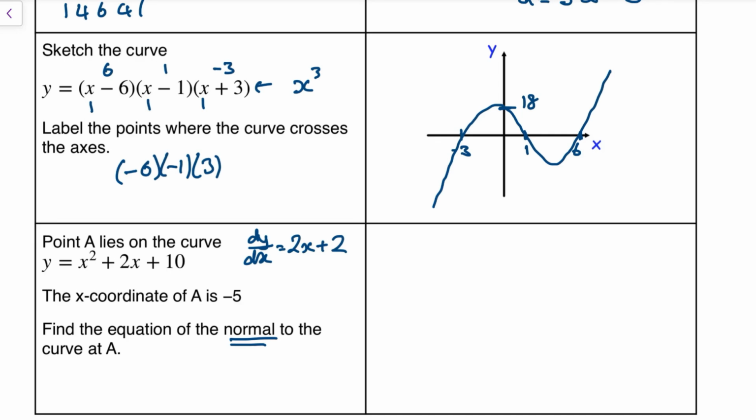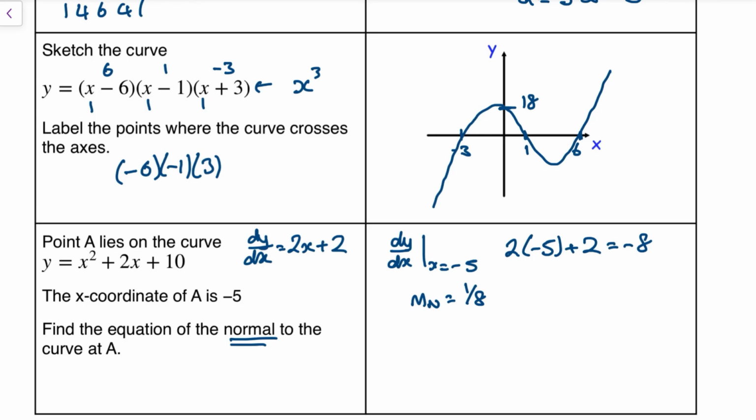Then it says the x coordinate, so I want to find out the gradient, so I want to find dy/dx at the point where x is equal to minus 5. In other words, I'm going to do 2 times minus 5 plus 2, which is minus 10 plus 2, which is minus 8. That's the gradient of the tangent, which means the gradient of the normal, m subscript n, is going to be minus minus, which is plus. 1 over 8 is an eighth, so therefore it's going to be plus an eighth.